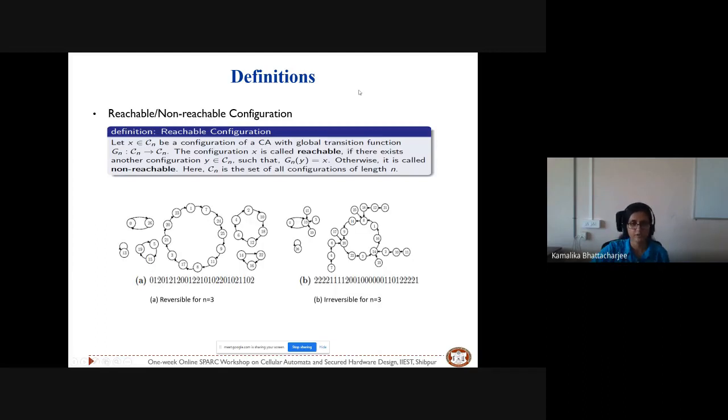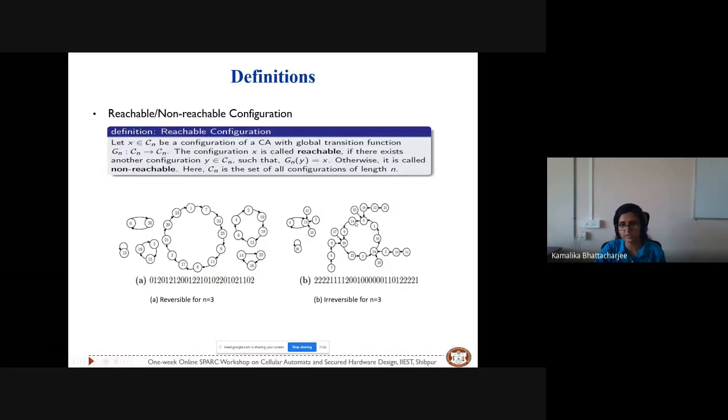For example, if we look at this transition diagram, as in the question answer session, we were discussing that for a finite CA we can build the transition diagram, which will represent the evolution of the CA. Here we are seeing two transition diagrams. For this first case, you can see that every configuration is reachable. From every configuration, we can start and come back to that configuration. And every configuration has exactly one predecessor. So this is one type of CA.